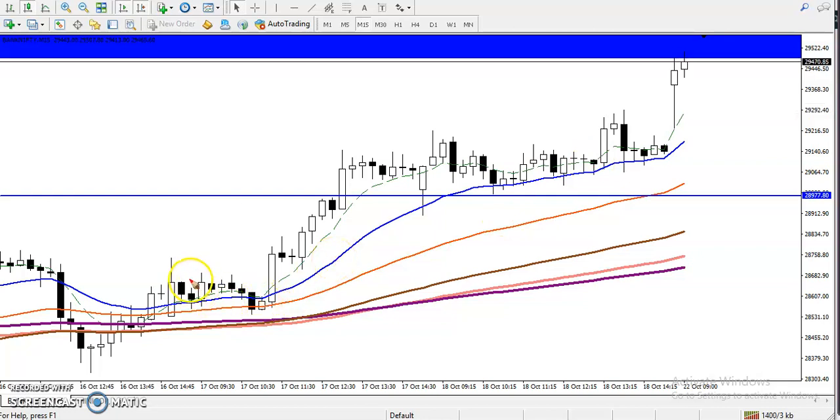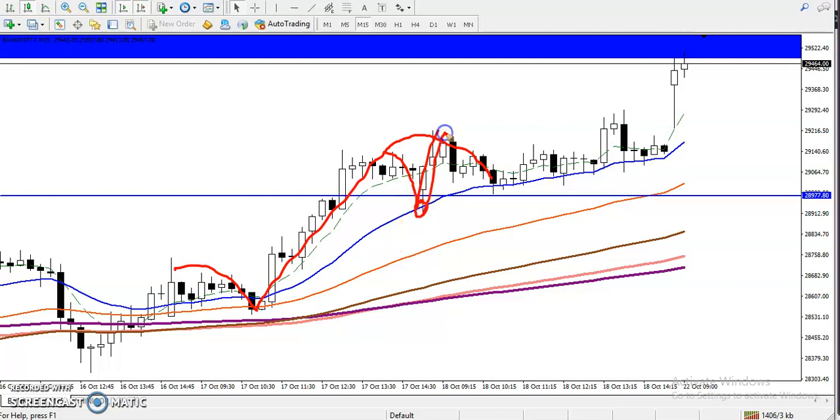Have you seen price reverse back toward this 20 moving average and again bounce from this area? We have seen multiple rejections. That means right now the 20 exponential moving average is acting as a support. We have seen just bounce, support, bounce, support, bounce, support, bounce.